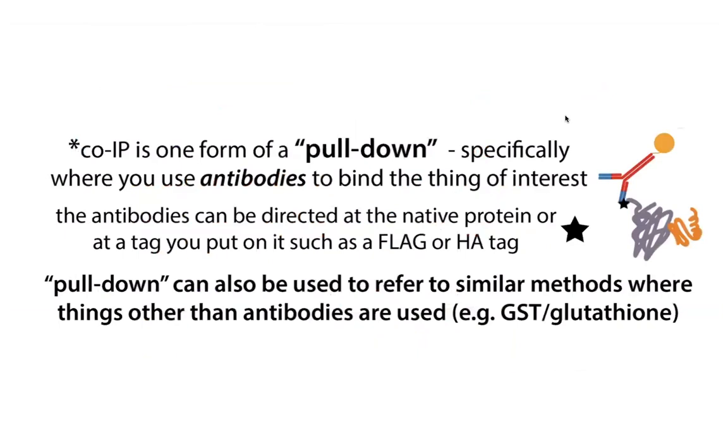Just a quick note, co-IP is often called a pull down, but there are also other versions of a pull down that don't use antibodies. So you could, for example, use a protein with a strep tag, then use streptactin resin or streptactin beads instead of an antibody. Or you could use glutathione to bind to a GST tag protein. So there are various other forms of pull down that might not specifically use antibodies, but they use the same basic concept of isolating one thing based on some sort of feature and then seeing what it's bound to.